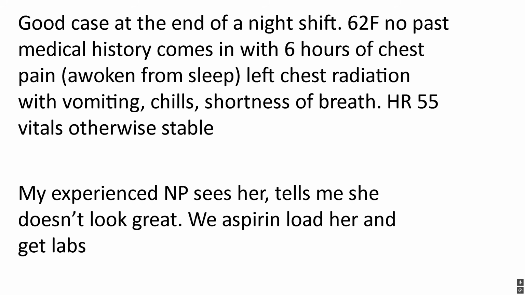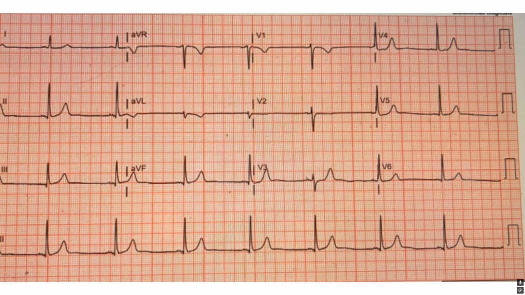Even the American Heart Association says females have atypical signs and symptoms and do worse because they don't present the right way. Any female over the age of 55, heightened sense for ACS with atypical symptoms, especially with the vomiting. Okay, vomiting. Like nausea, vomiting, that's a huge one from my experience with females. My experienced NP here tells me she doesn't look great. We aspirin load her and get labs.